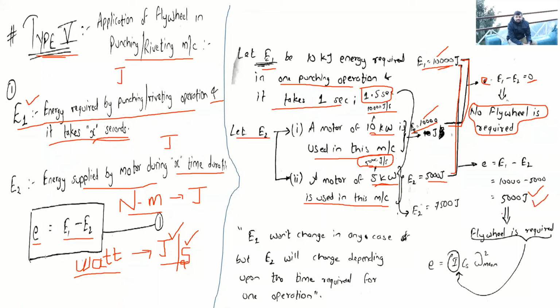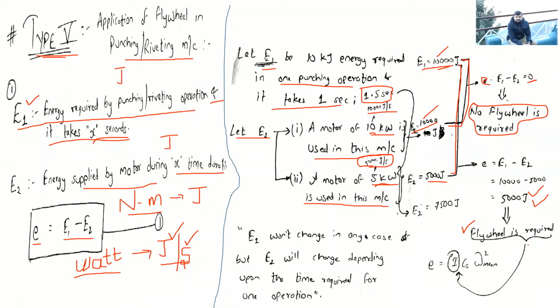So this much energy is required while doing the punching operation. Where will this energy come from? Our motor is providing only 5,000 joules. So that amount of energy the flywheel will provide to us when the operation is required. I hope this is easy to understand. You understood this. So a flywheel is required.